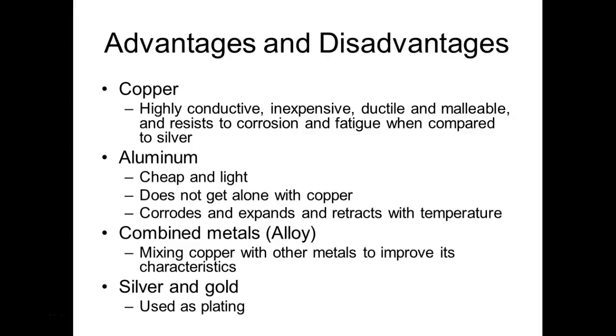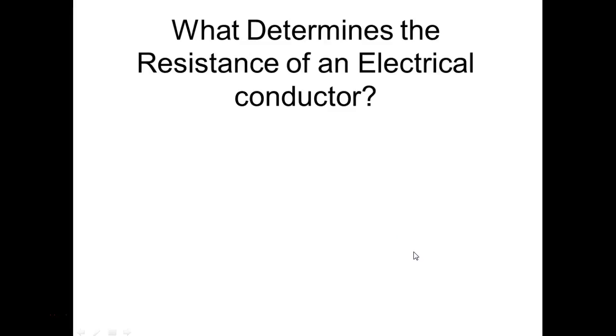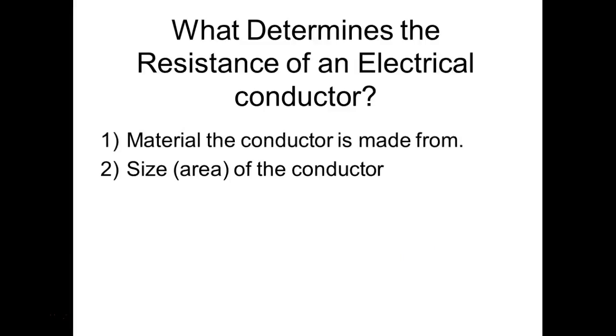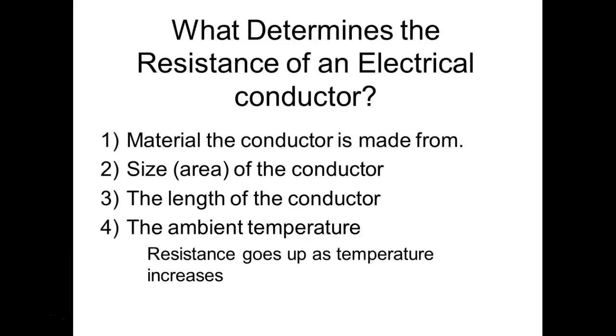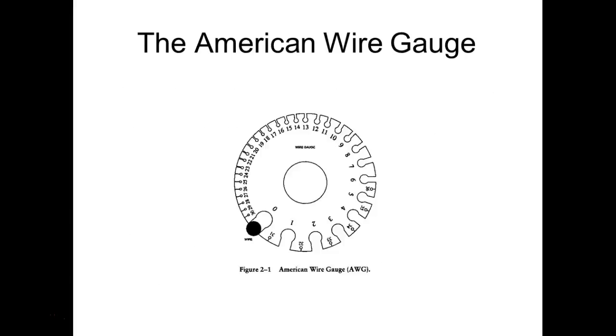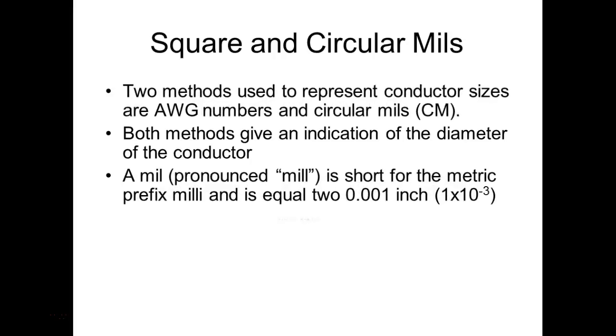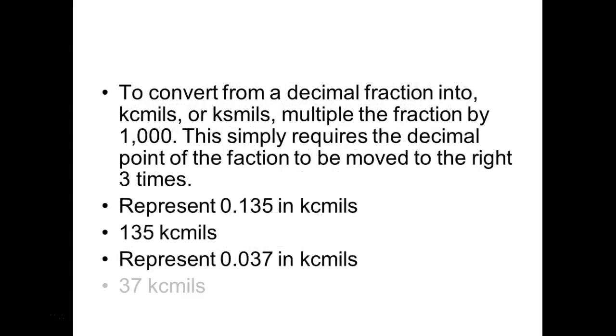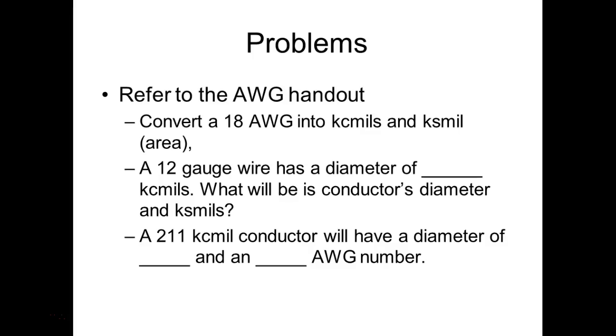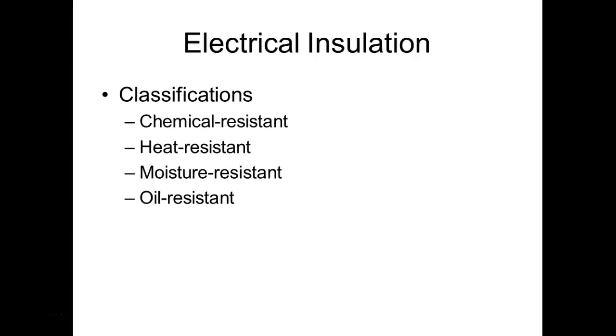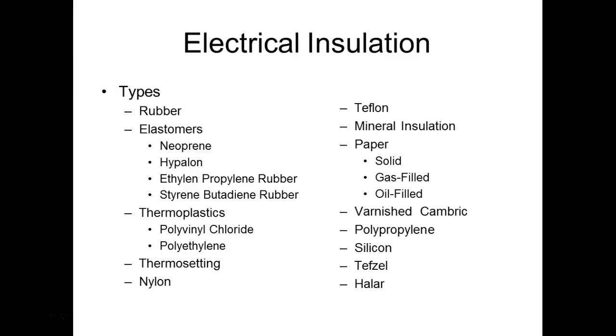And we know what an alloy is. What's an alloy? It's a metal that's produced by the mixing of other metals, right? And silver and gold are used as platings. We already know this. A lot of this is a repeat. We looked at the American wire gauge. In fact, this is all a repeat. I'm going to go through this. We've already gone through these. There are all the circular mil conversions that we did. We worked all those problems, talked about ampacity, talked about insulation.